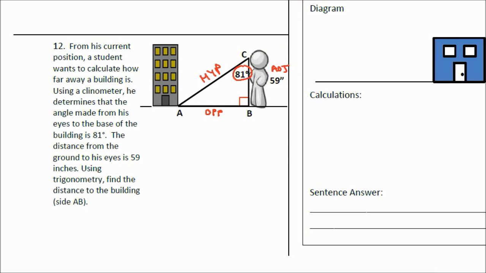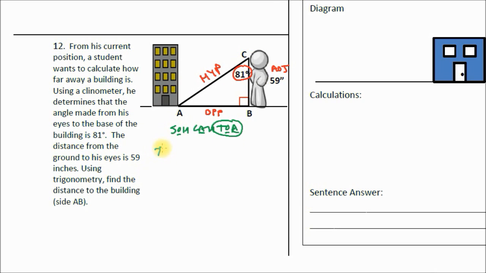So let's go ahead and write out SOHCAHTOA and see what we're looking at. We've got a reference angle of 81. We want to know opposite. We know adjacent. Adjacent is what we know. Opposite is what we want to know. This is a tangent question.